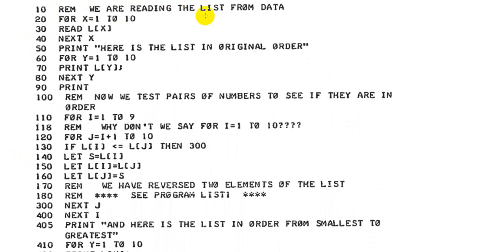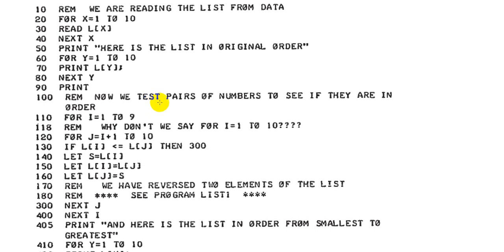100, when we are reading the last from data. 20 for X equal to 1 to 10. 30 read L(X). 40 next X. 50 print, here is the list of the original order, or the original arrangement, as you can see. 60 for Y equals 1 to 10. 70 print L(Y), comma. 80 next Y. 90 print.